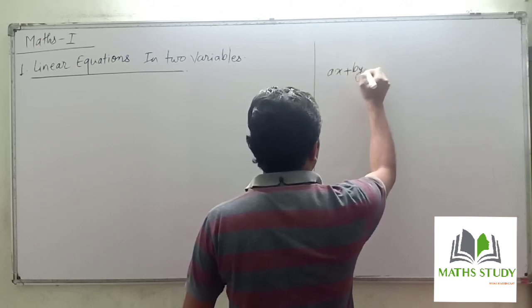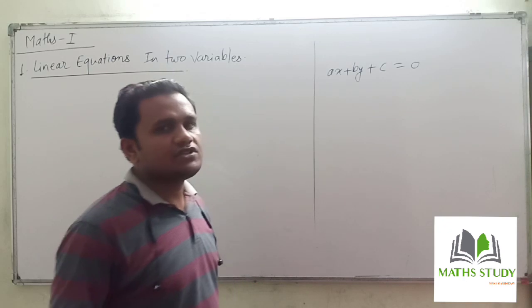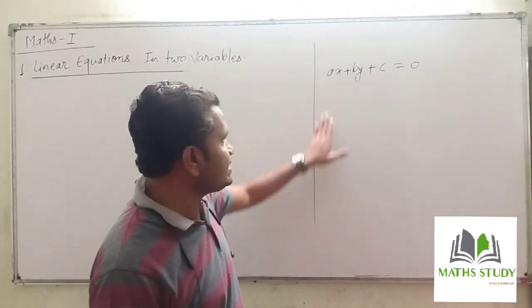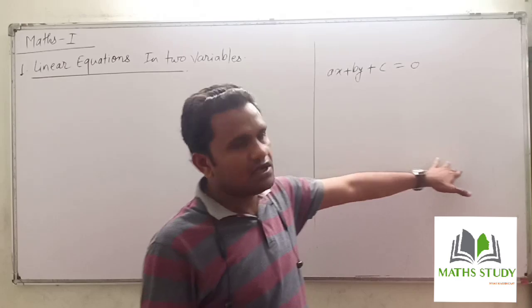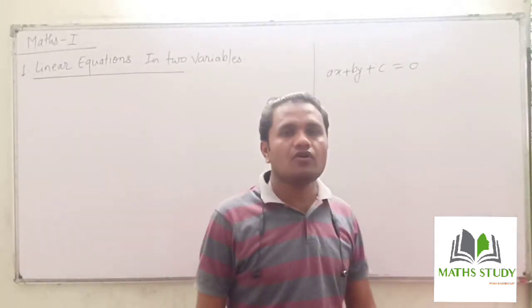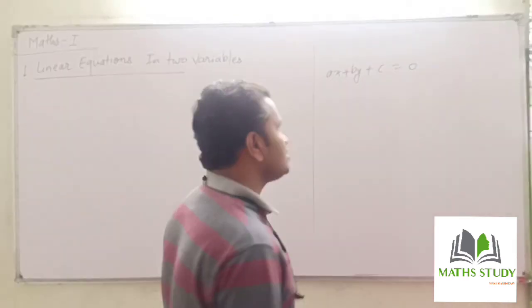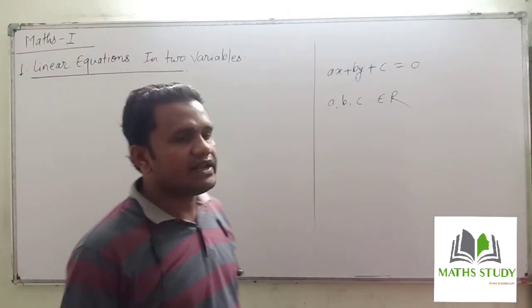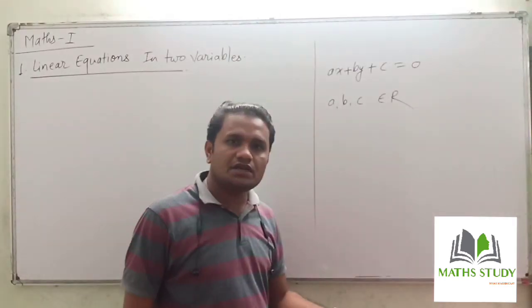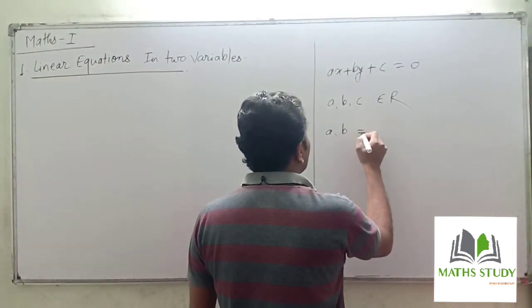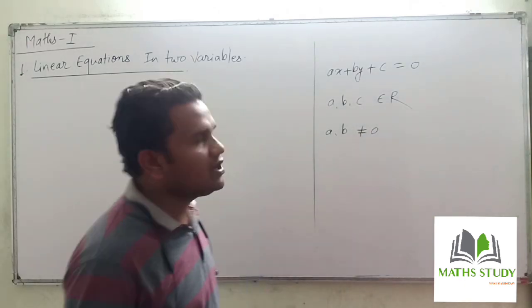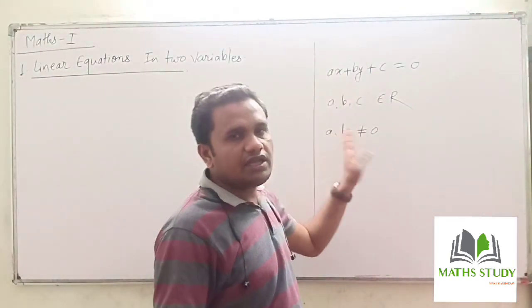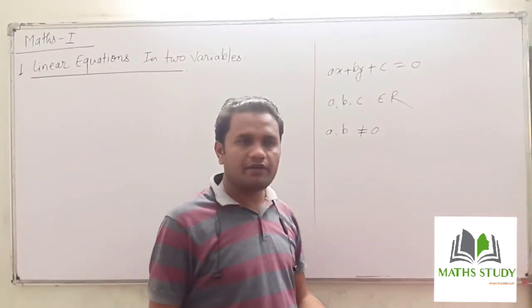See, ax plus by plus c is equal to 0. Equations of the type ax plus by plus c equal to 0 are called linear equations in two variables. Here x and y play the role of variables, and a, b, c are the constants. a, b, c belong to R, which means they are real numbers. One necessary condition is that a and b should not both be equal to 0, because if one of them becomes 0, the whole term gets 0, and in this way the equation will be a linear equation in one variable.